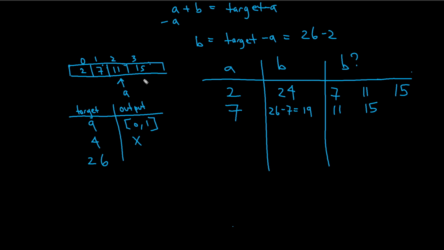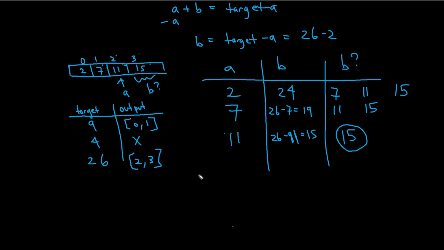Next, we say A is equal to 11, and we need to look for B among the remaining element, 15. And B is equal to 26 minus 11, which equals 15. So is B among 15? Yes. The solution to this problem are the indices of 11 and 15, which are 2 and 3.